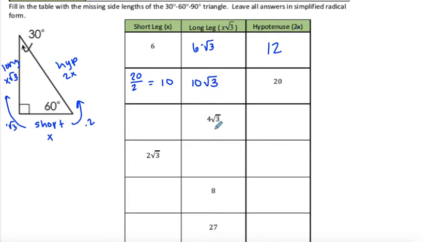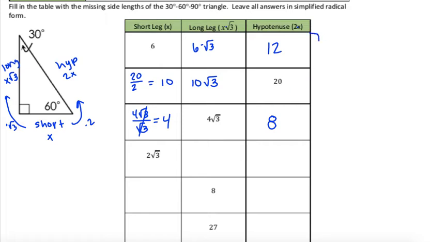Okay, similar idea on long leg now. If I know the long leg, I'm not going to multiply, I'm going backwards. I'm getting smaller, so I'm going to divide 4 radical 3, that long leg, by the radical 3 to take me back to short, which gets me back to 4. Once I'm at the short leg, I'm going to multiply by 2. 4 times 2 gets me 8 here.